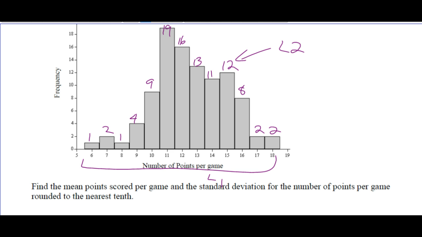Okay, so you're going to want to go second, mem, 4, clear all this, right? We're done with the other stuff. And when you run your 1 var stats, just make sure you run 1 var stats L1 comma L2, where L1 is the data list and L2 is the frequency list. Okay, and make sure that your n is equal to 100.